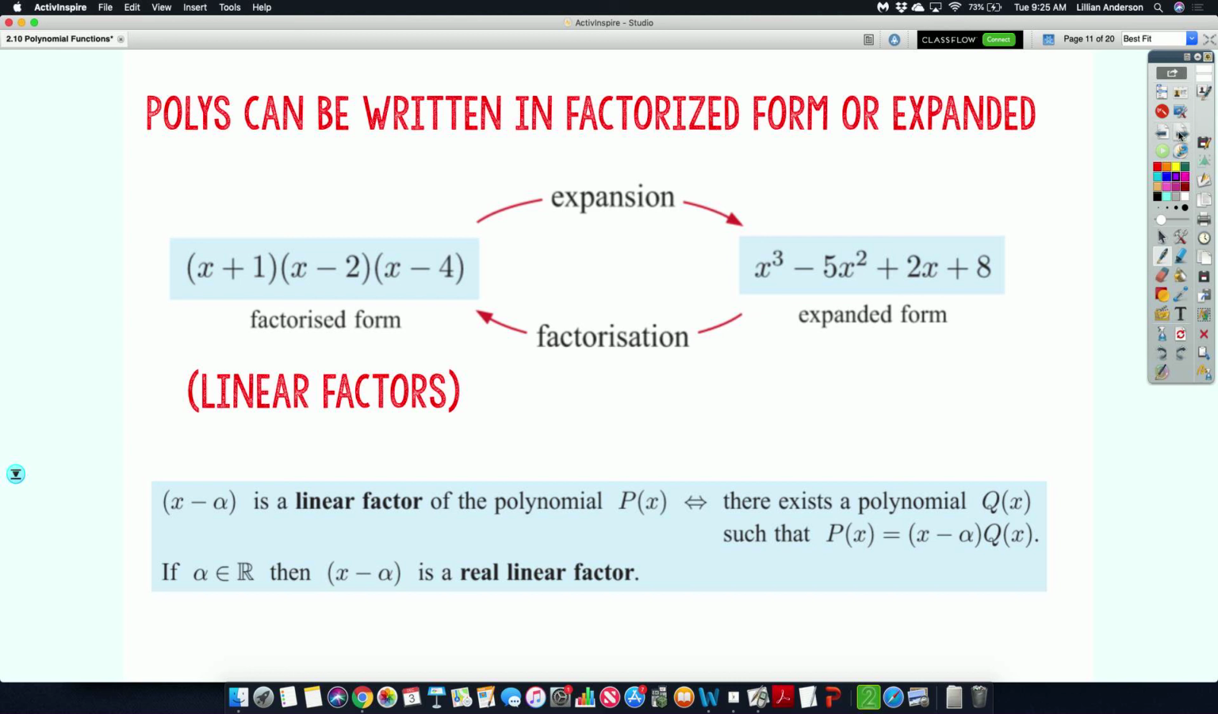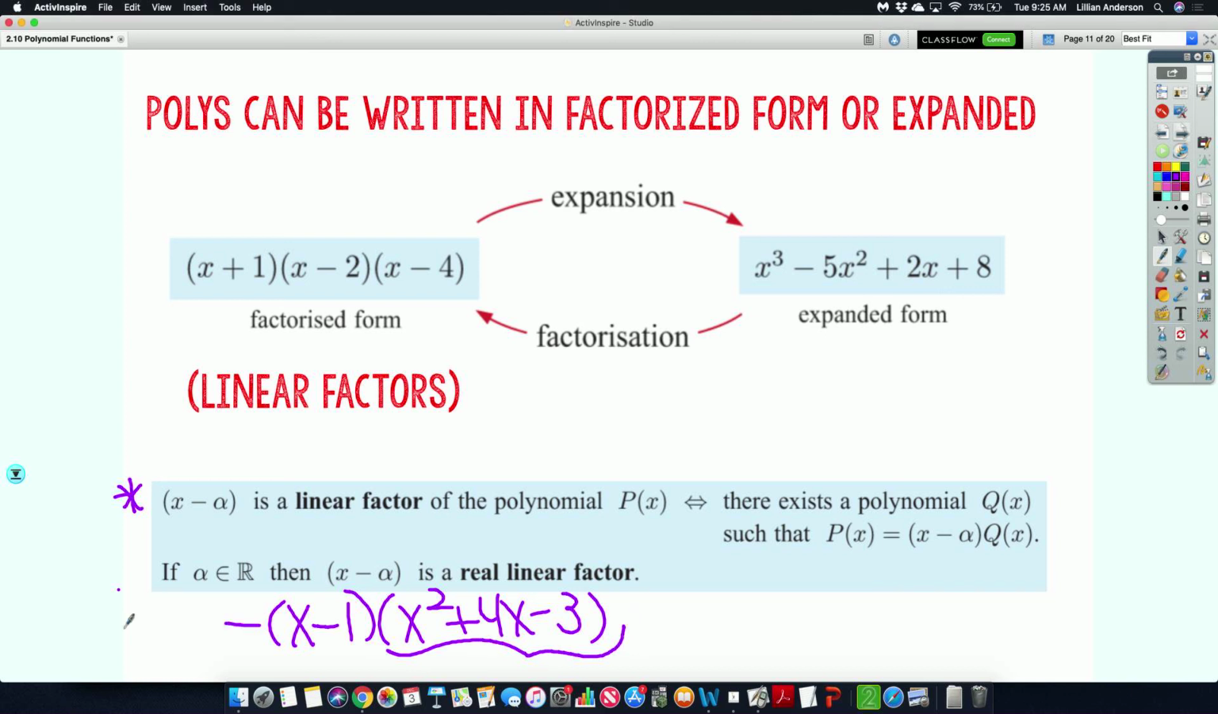Okay? If you think back to a previous class, was there ever a time that you ended up having x minus 1 and you'll have x squared plus 4x minus 3? Okay? So this right here is saying that if you have a linear factor, in this case it would be x minus 1 of the polynomial, if and only if there exists another type of polynomial equation such that together they make the original polynomial equation. Okay?